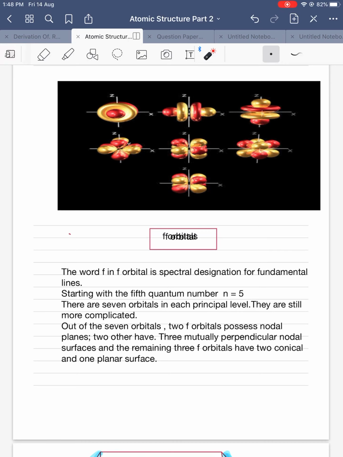f orbital. The letter f in f orbital is a spectral designation of fundamental lines. Starting with the fourth quantum number, n is equal to 4, there are 7 orbitals in each principal level. They are still more complicated. Out of the 7 orbitals, 2 f orbitals possess nodal plane, 2 others have 3 mutually perpendicular nodal surfaces, and the remaining 3 f orbitals have 2 conical and 1 planar surface.